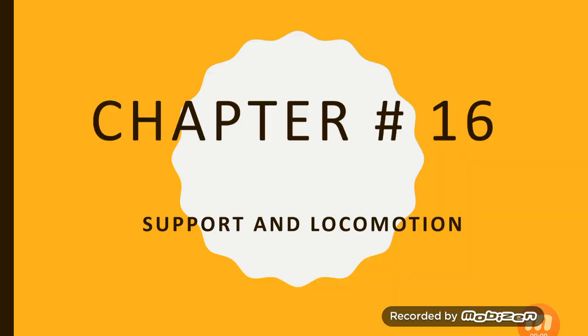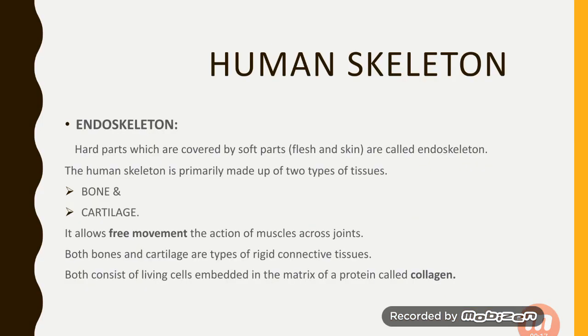I am your course instructor Adiba Muzammil, and today we are going to start chapter 16, Support and Locomotion. So here we are going to have the endoskeleton of the human body that consists of different bones which are covered by soft skin or the flesh.